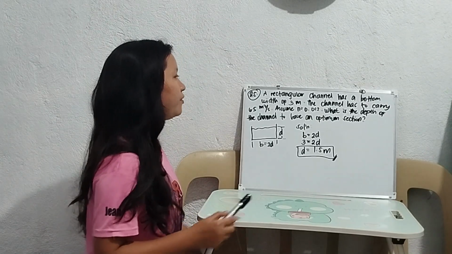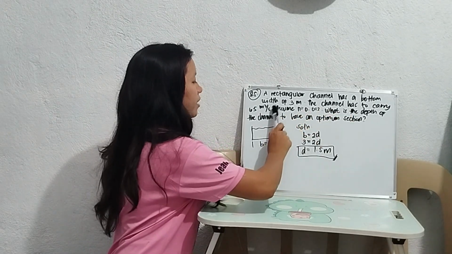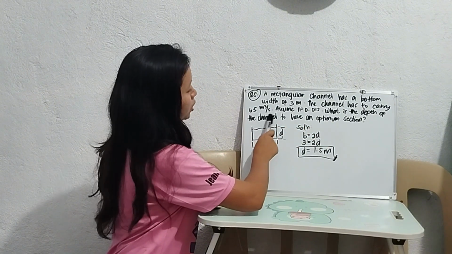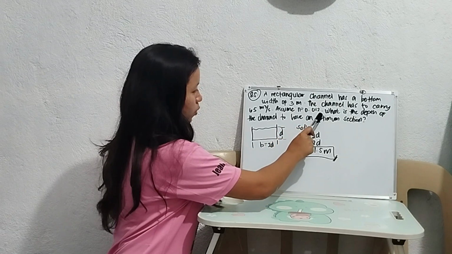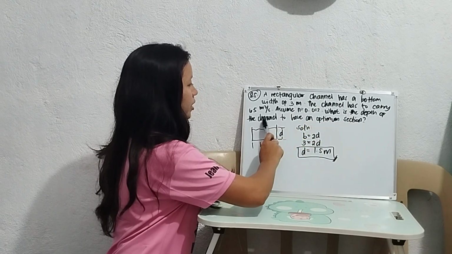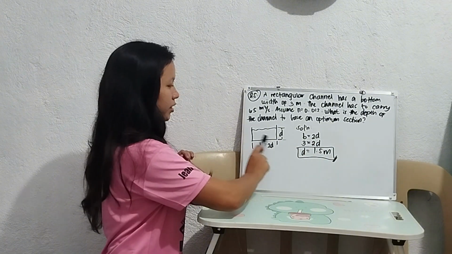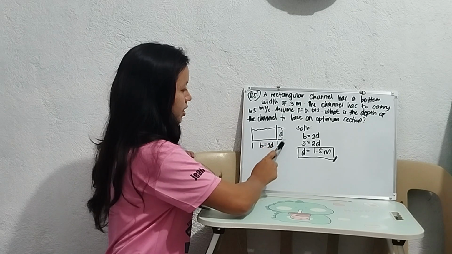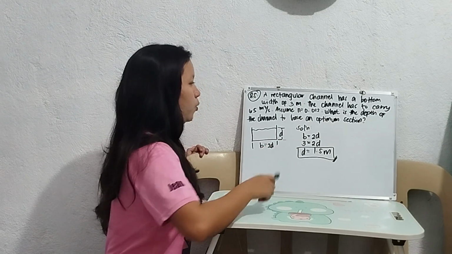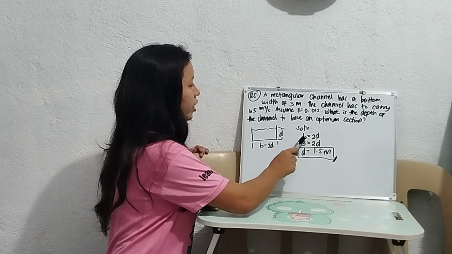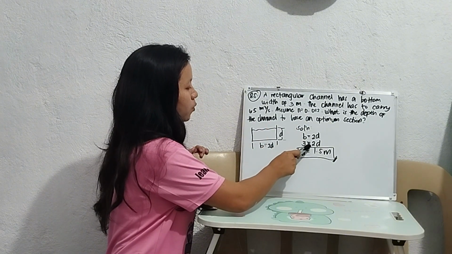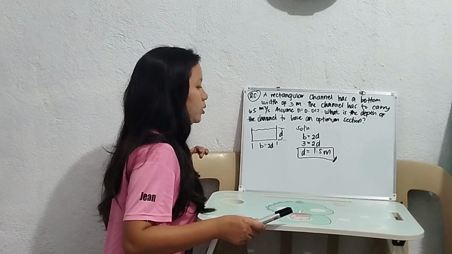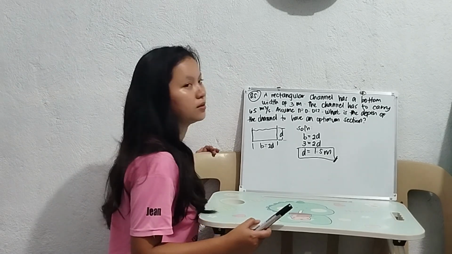So for number 25, a rectangular channel has a bottom width of 3 meters. The channel has to carry 6.5 cubic meters. So assume n equals 0.012. What is the depth of the channel to have an optimum section? So this is our rectangular channel. We have B for the base equals 2D, and our depth, which is D. So solution, we need to find what is the depth. So B equals 2D. So we have our B, which is 3 meters, equals 2D. So we came up with the answer of D, which is D is equal to 1.5 meters.